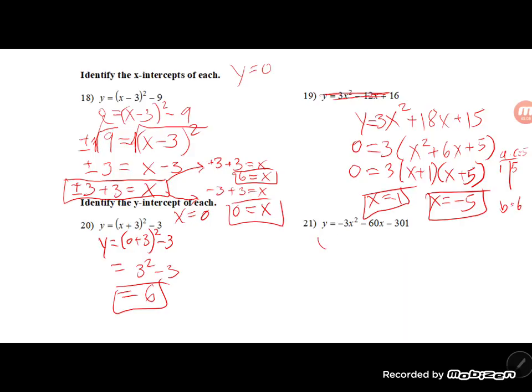Likewise, x is going to be set equal to 0, so y will equal, and you'll see that this is pretty easy. We're going to plug in 0, and there's a lot of terms that are going to go away. So 0 squared makes 0 times negative 3 is 0, so that just goes away. Negative 60 times 0, well, that goes away too, and we're left with y is equal to negative 301. Pretty simple, and that agrees with what we said before. That is our y-intercept right there.